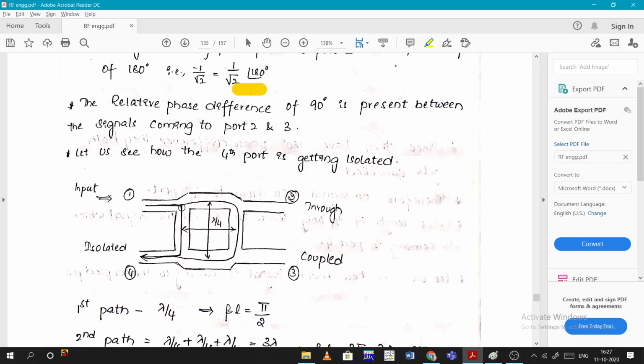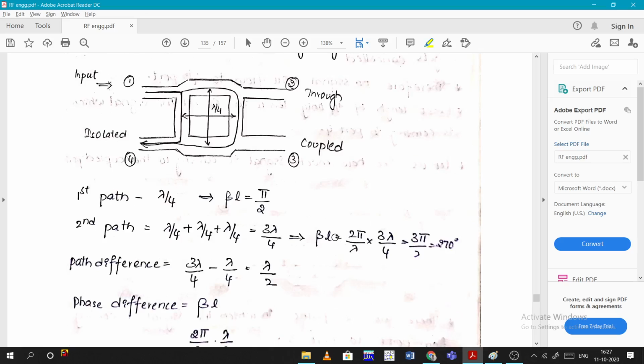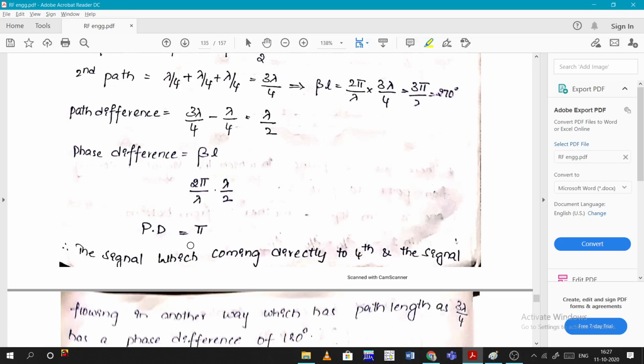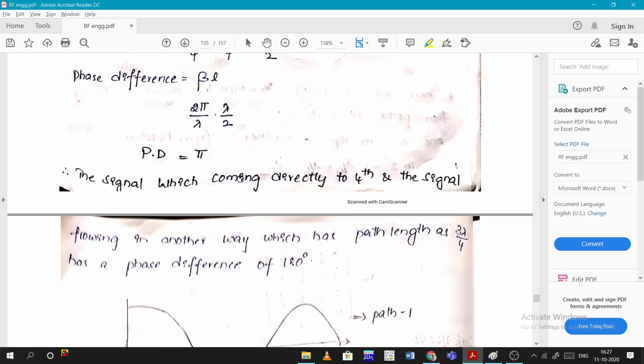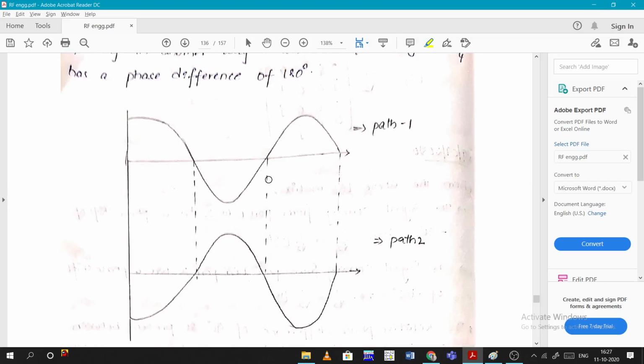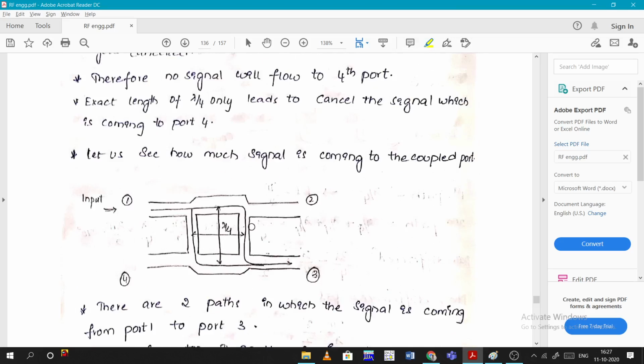In the same way, one path is traveling lambda g, another is traveling lambda g by 4, and another is traveling 3 lambda g by 4. When you solve this, we get pi. The phase difference will be pi between those two ports, the first path and the second path. Next, the signal which is coming directly to the fourth port and the signal following the other way, which has a path length of 3 by 4. So the 180 gets cancelled out, and this is what you have.